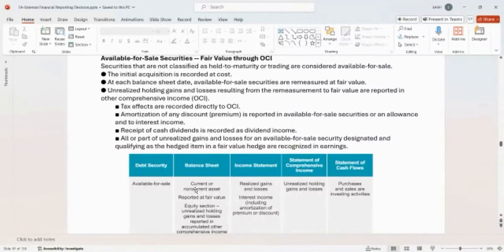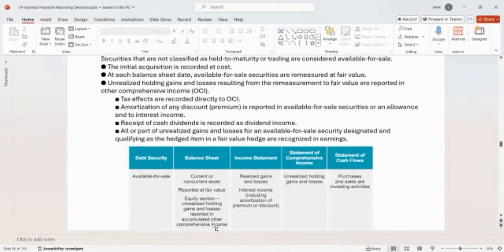On the balance sheet, available for sale securities will be shown as current or non-current assets and reported at fair value. In the equity section, unrealized holding gains and losses are reported in accumulated other comprehensive income. On the income statement, it will be shown as realized gains and losses or interest income, including amortization of premium or discount. Unrealized holding gains and losses will be shown on the statement of comprehensive income. And purchases and sales are investing activities for the statement of cash flows.